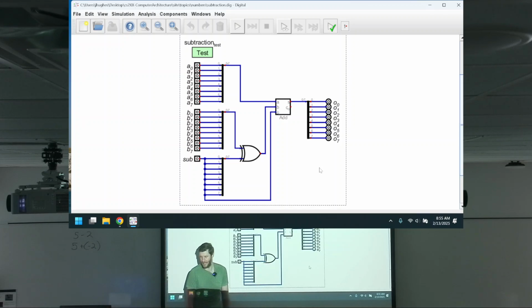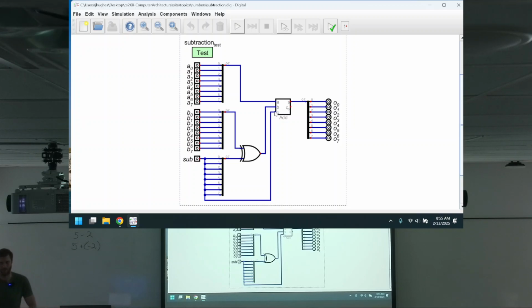We're using an XOR. Now, first of all, we've got this new signal here called sub. We're going to call it a control signal. It controls whether or not we're doing subtraction. So, the first thing we can see here is, okay, sub is going down into the carry. When it's not on, we are adding 0 to the carry. When it is on, we are adding 1 to the carry.